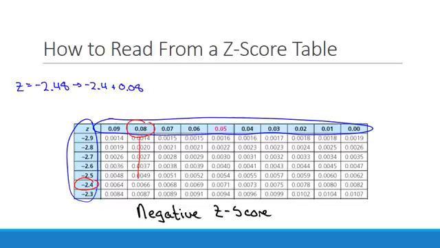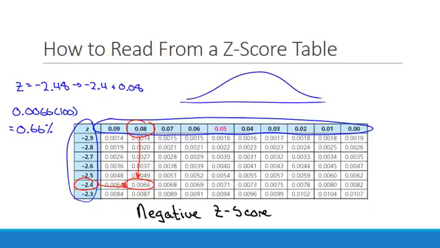What we do then is look down the column and the row until we see where they meet, and that'll tell you the percentage of data that this value is larger than. So this is really a percentage, but it's in decimal form, so it's 0.0066. Then I multiply it by 100, and I see that my data value is larger than 0.66% of the data.